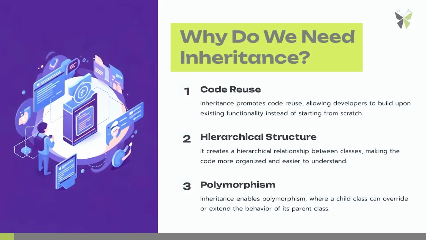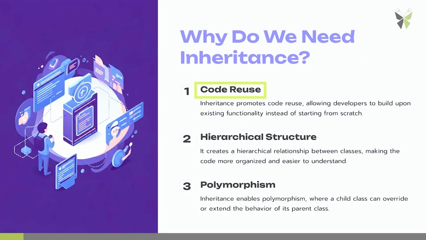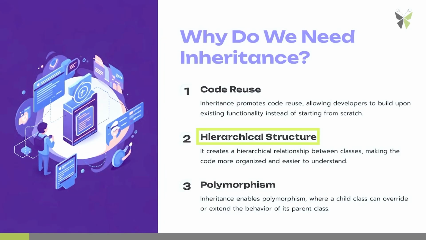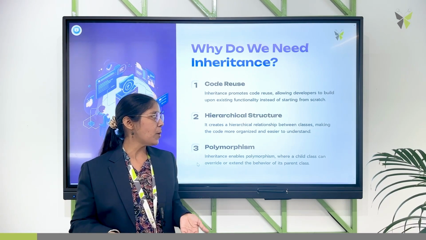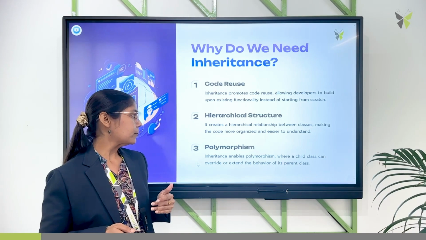Why do we need inheritance? The basic idea behind inheritance is reusing the code. Rather than programmers writing everything from scratch again and again, whatever things are already created, why not use them? So inheritance promotes code reuse, allowing developers to build upon the existing functionality instead of starting everything from scratch. Hierarchical structure: it creates a hierarchy between my classes wherein one is a parent class, and from that single parent class we can have multiple child classes. So it creates a hierarchical relationship between the classes, making the code more organized and easier to understand.